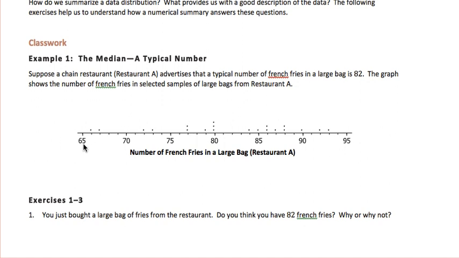Well, in looking at our dot plot, first of all, if we go to 82, there were no samples that had exactly 82 French fries in them. As a matter of fact, there were no samples that had even 81 or 83 French fries in them. So the likelihood that you have a bag of fries that has 82 French fries in it is very unlikely.